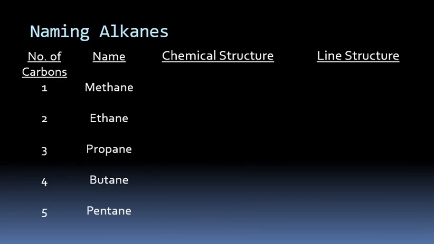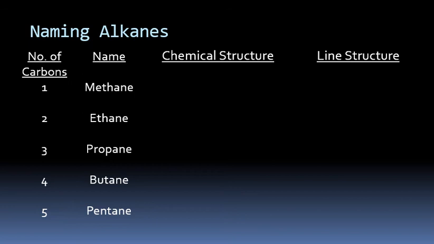Now, for this video, we're just going to be looking at alkanes. Alkanes are simply molecules that contain carbon bonded to either carbon or hydrogen. We're going to deal with the first 10 alkanes and the naming system of those, and what they mean. Now, for the first 5, here's what you should understand.